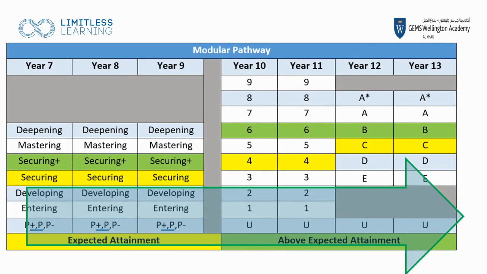Alternatively, in the modular pathway subjects, students maintain the grade. They may start the year on a grade 6, and the expectation is that they maintain this throughout the year. It's also very common for students to progress and gain higher grades. This is relevant in a subject such as business studies, where the skills applied must be maintained throughout the year, even though more knowledge, content, and topics are being taught and covered. Please rest assured that your reports will indicate if a subject is progressive or modular.